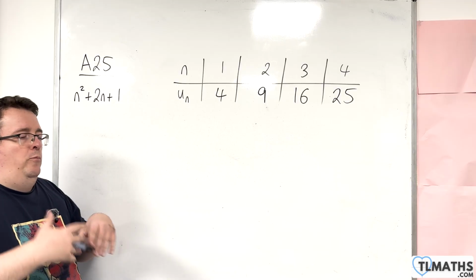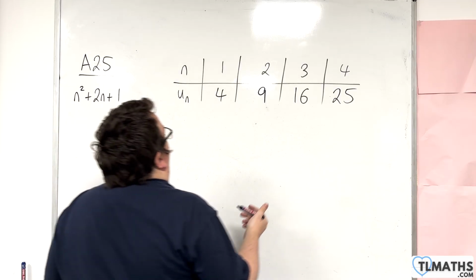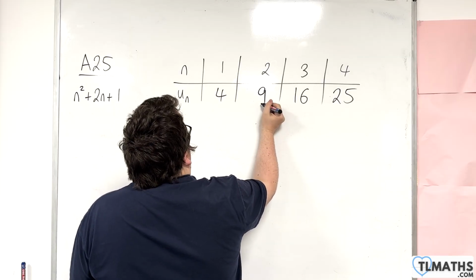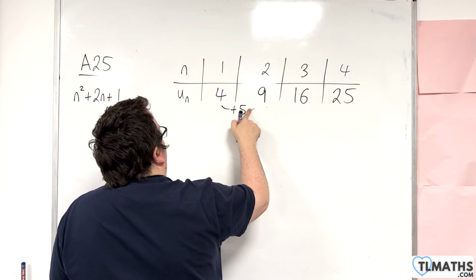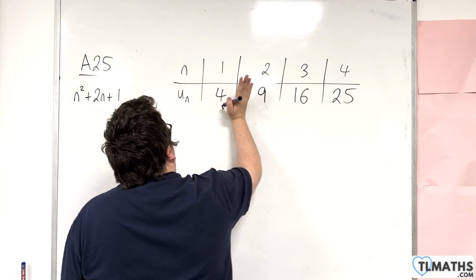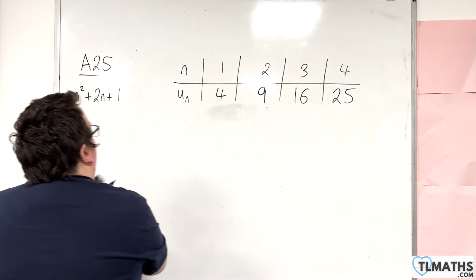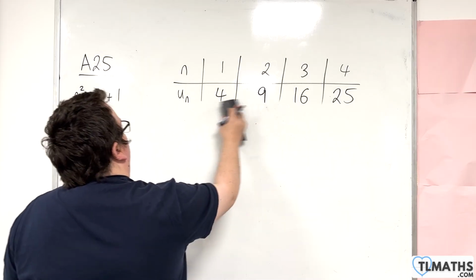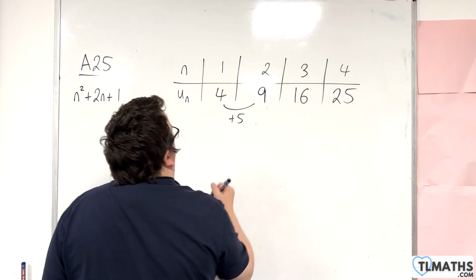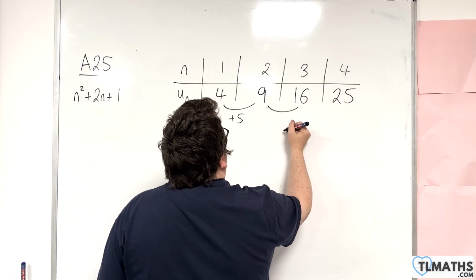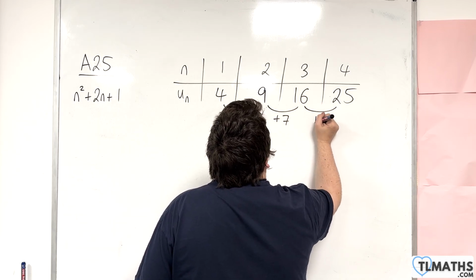So what we'd probably be thinking about is, okay, well, let's work out what the difference is each time. Can we see any pattern? So from 4 to 9, we are adding 5. Okay, so let's draw that like this. There we go. Right, so from 4 to 9, that's adding on 5. And from 9 to 16, we are adding on 7. And then from 16 to 25, we're adding on 9.